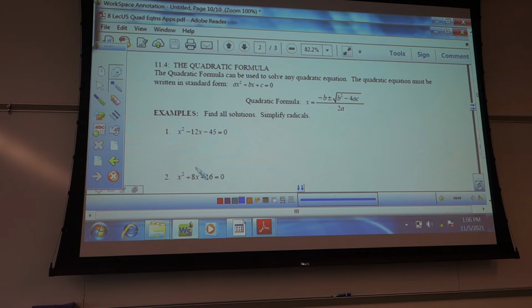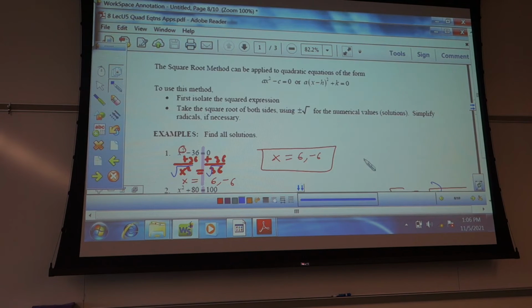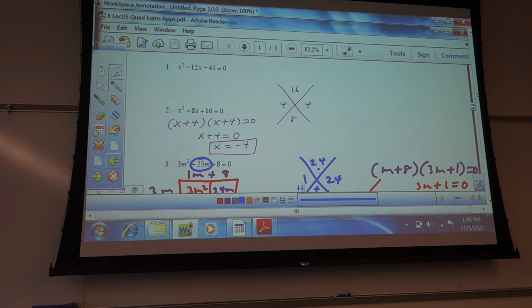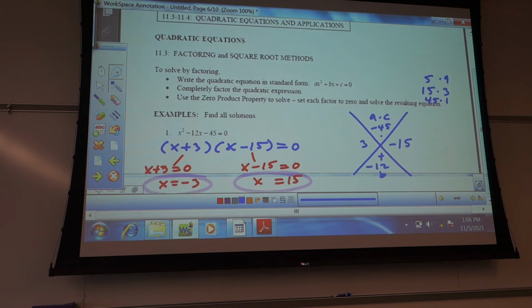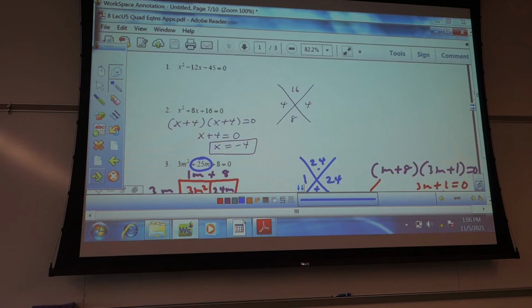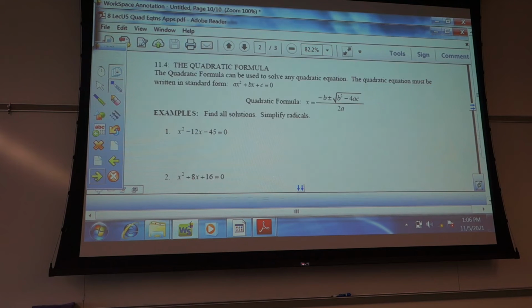So here, for example, x squared minus 12x minus 45, we solved this back here, and we got x is -3 and x is 15. Everybody remember that? So it's the same one, but now you're going to try using the quadratic formula so you can make sure that you get the same answers you got earlier.